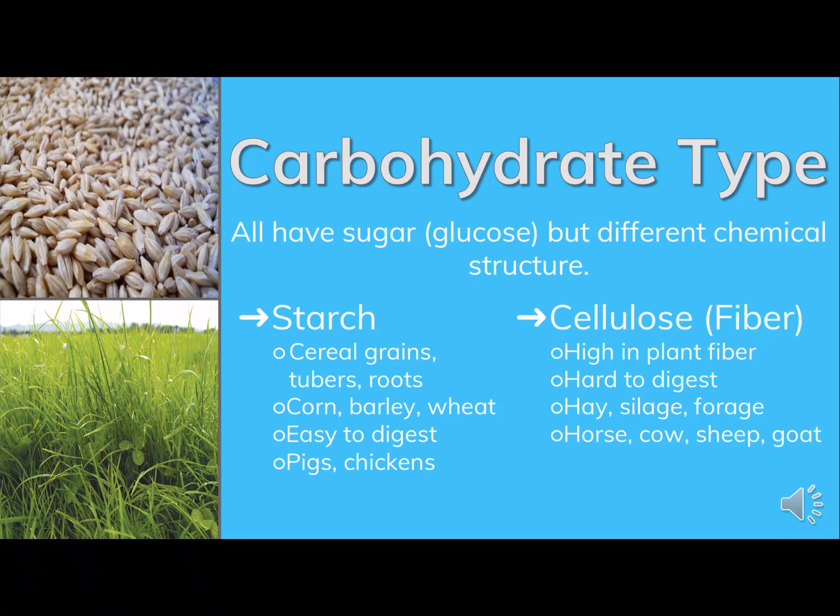Fibers tend to be really, really high in cellulose. Much harder to digest, so we tend to see these consumed by horses, cows, sheep, and goats. So think the ruminants and the hindgut fermenters. This is things like hay and silage and forage and pastures. And you're going to need those special microbes inside some of those fermentation vats to help break down that fiber.